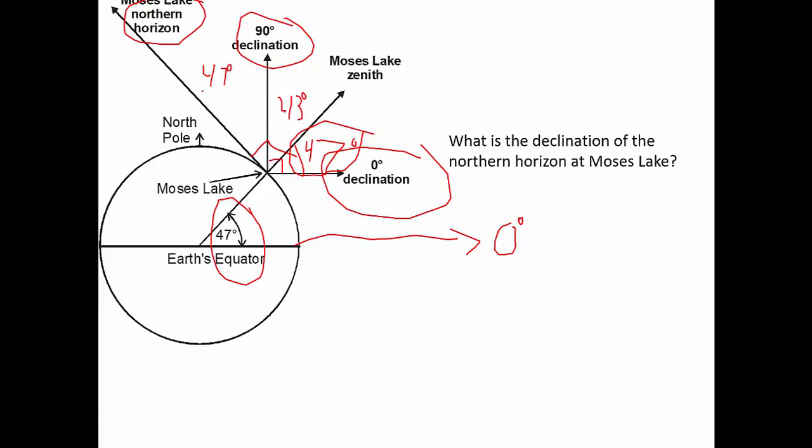Okay. However, that 47 is below 90 degrees declination, so if I take 90 degrees and subtract 47 degrees from it, I get the declination of our northern horizon. It's going to be 43 degrees. So northern horizon, I'll just write it down here. That's the declination of our northern horizon at Moses Lake.